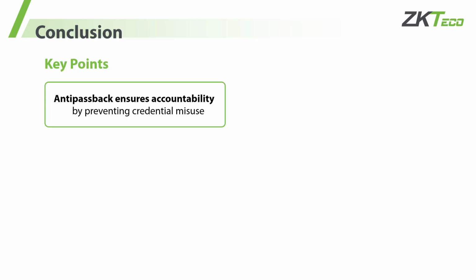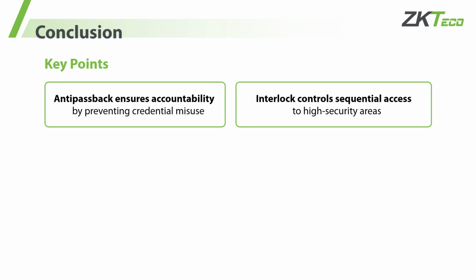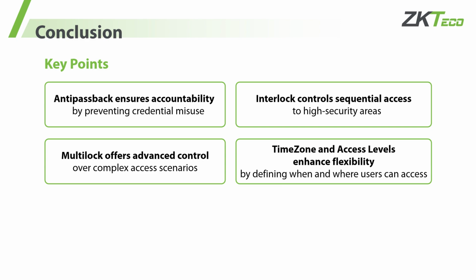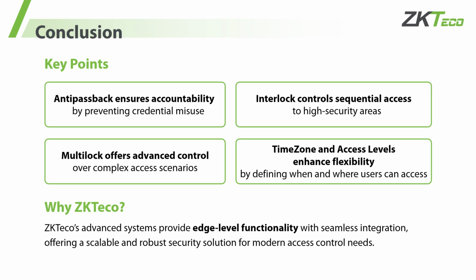Finally, let's summarize the key points of the whole section. Anti-passback ensures the implementation of user responsibilities by preventing the abuse of credentials. Interlock control controls the order of people entering high-security areas. Multi-locks provide advanced control methods for complex access scenarios. Time zones and access levels enhance system flexibility by defining when and where users can access. So why ZKTeco? Because ZKTeco's advanced systems provide edge-level functions with seamless integration, they create a scalable and powerful security solution to meet the needs of modern access control.